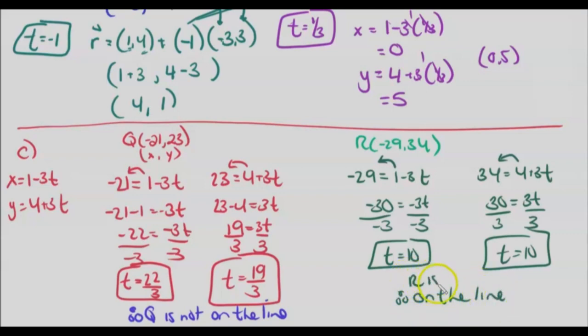Okay, therefore R is on the line. What this means is that we have some parameter, and our parameter is 10, that when we sub it into the parametric equations, it will yield this point R. So our line will pass through R, it will not pass through Q.